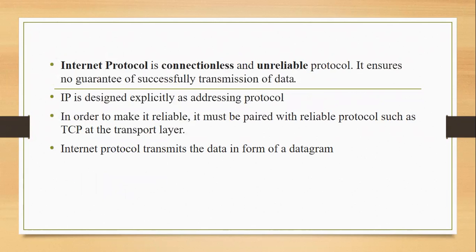Now the next is Internet Protocol, that is IP protocol. It is a connectionless and unreliable protocol. That's why it is not used individually. To make it more reliable, it must be paired with a reliable protocol, and one reliable protocol I discussed earlier is the TCP protocol. That's why we most commonly use the TCP/IP protocol to make a reliable network.